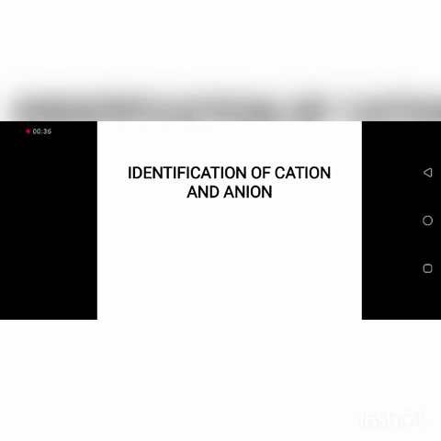They may be a group of ions. They include CO3 2 minus, carbonate ion, NO3 minus, nitrate ion, SO4 2 minus, sulfate ion, and so on and so forth. So that is a simple definition of anions and cations.